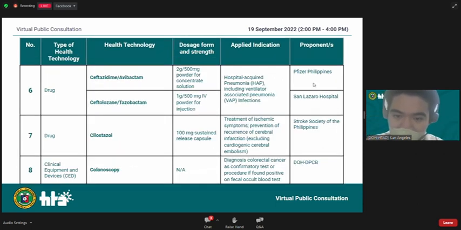Ceftazidime avibactam and ceftolozane tazobactam for hospital-acquired pneumonia, including ventilator-associated pneumonia, submitted by Pfizer Philippines and San Lazaro Hospital, respectively. Cilostazol for the treatment of ischemic symptoms, prevention of recurrence of cerebral infarction, excluding cardiogenic cerebral embolism, submitted by the Stroke Society of the Philippines. Colonoscopy for the diagnosis of colorectal cancer as confirmatory test or procedure if found positive on FOBT or fecal occult blood test, submitted by DOH DPCB. Next slide, please.